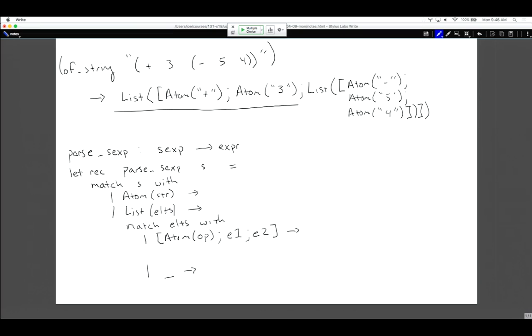In our case, if we have some structure here that doesn't have an atom followed by two potential other expressions, well, that's not a binary operator language program. It just can't be. There's not an operator followed by 2 expressions. This is a syntax error.